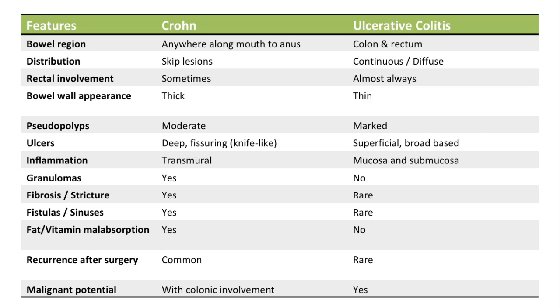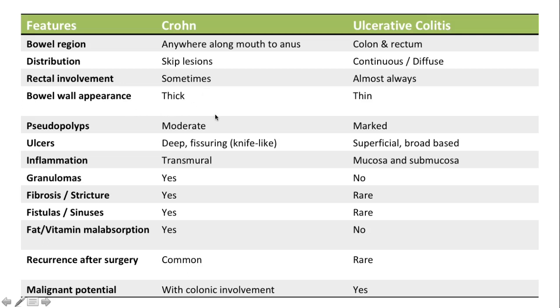And the distribution is also different. Crohn's is typified by skip lesions, which means you have areas of inflammation and then you have normal areas and then you have inflamed areas again. So these are skip lesions. But in ulcerative colitis, the disease is often continuous and diffuse. The rectum is almost always involved in ulcerative colitis, but only sometimes in Crohn's.